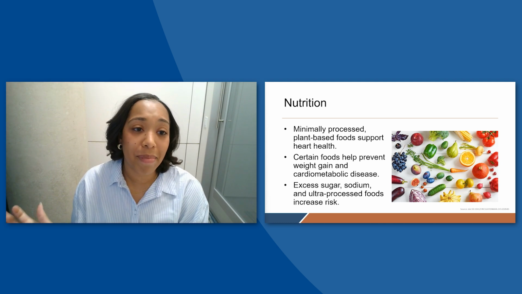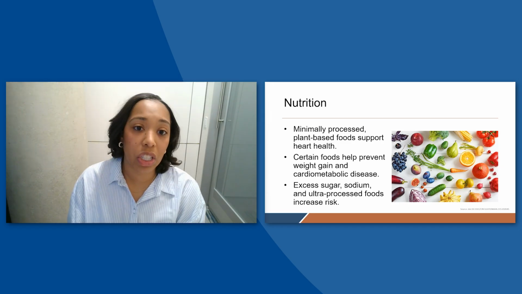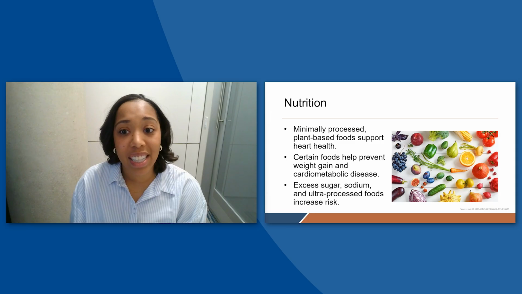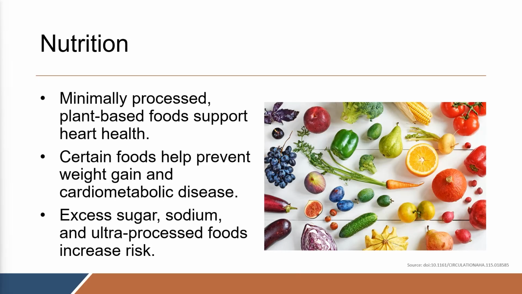Diets rich in minimally processed plant-based foods such as fruits, non-starchy veggies, beans, nuts, seeds, whole grains, yogurt, and healthy oils are linked to better cardiometabolic outcomes. Research shows that increasing the intake of these types of foods can help protect against long-term weight gain and cardiovascular disease. Some things like sugar-sweetened beverages are associated with increased adiposity.